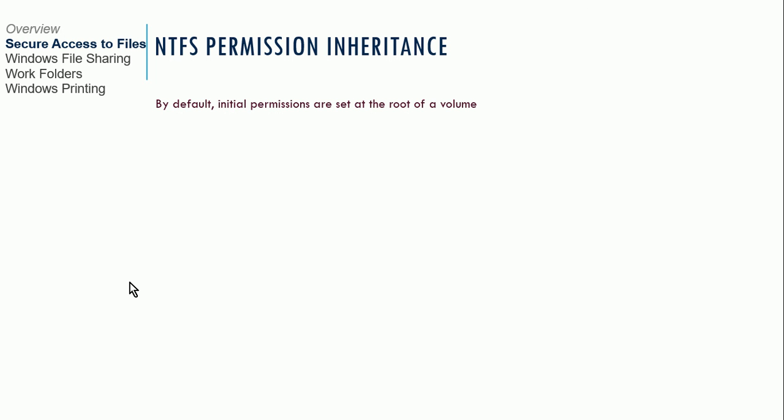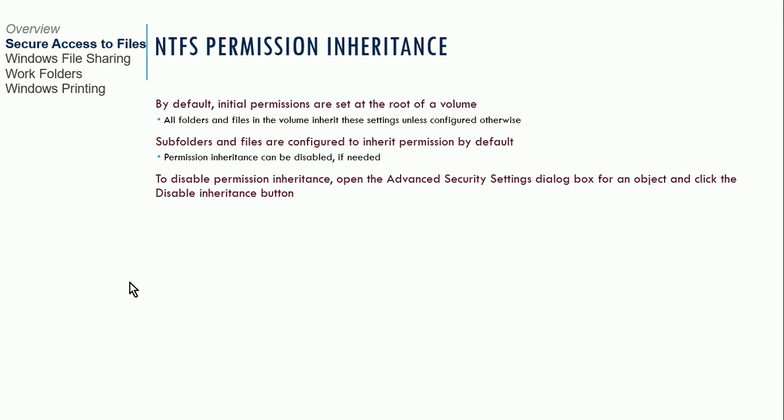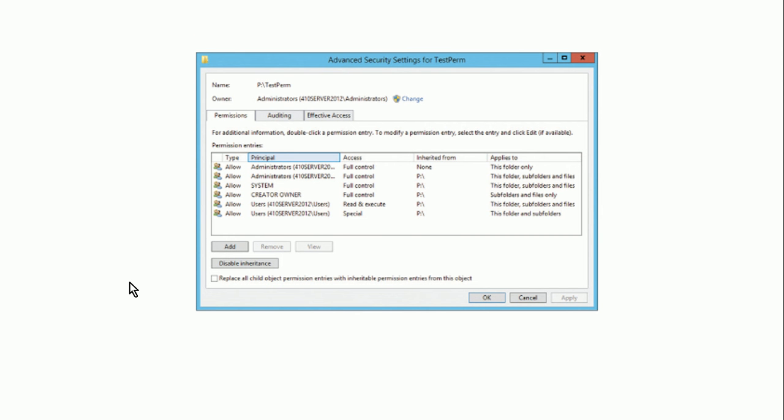Inheritance gets a little tricky. By default, initial permissions are set at the root of a volume. All folders and files within the volume inherit those settings unless configured otherwise. So subfolders and files are configured to inherit permissions by default. And permission inheritance can be disabled if you need to. There's a little button you can click when you right-click and go to Properties and go into the Advanced file permissions. You can hit a little button that disables inheritance. That way you're not fighting with inheritance when you're trying to restrict access to a file or a folder. And you can see it here on the bottom left-hand side. That's where the disable inheritance button is.